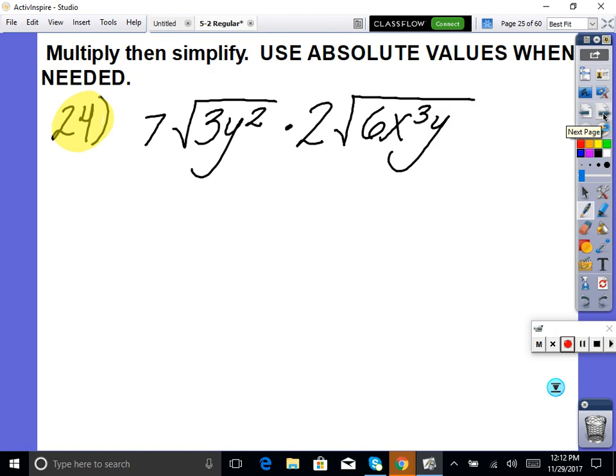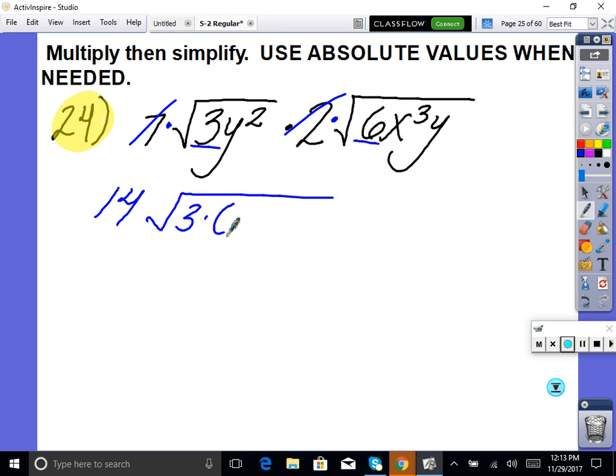Okay, 24. So look, this is all times signs. Because it's just multiplication, we can reorder it in any order. 7 times 2 is, so on the outside we technically add a 14. Now underneath I have a 3 of 6, which is 3 times 6. I'm going to leave it apart. Y squared times y, won't that be y cubed? And then we still have an x cubed.